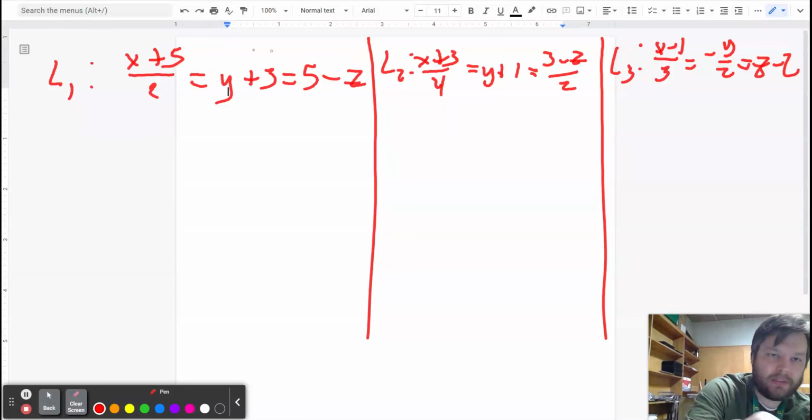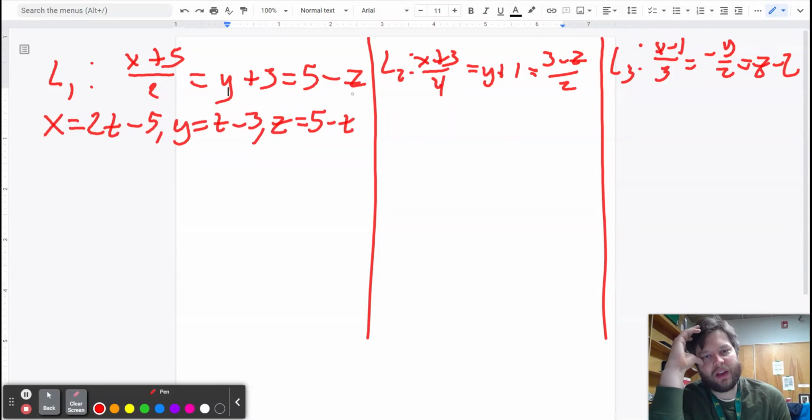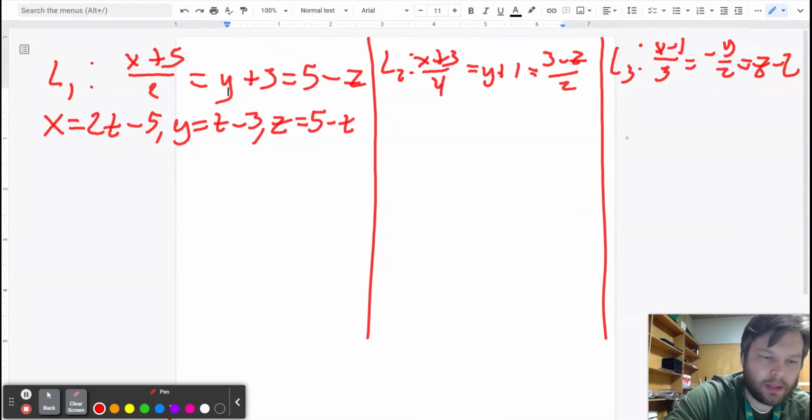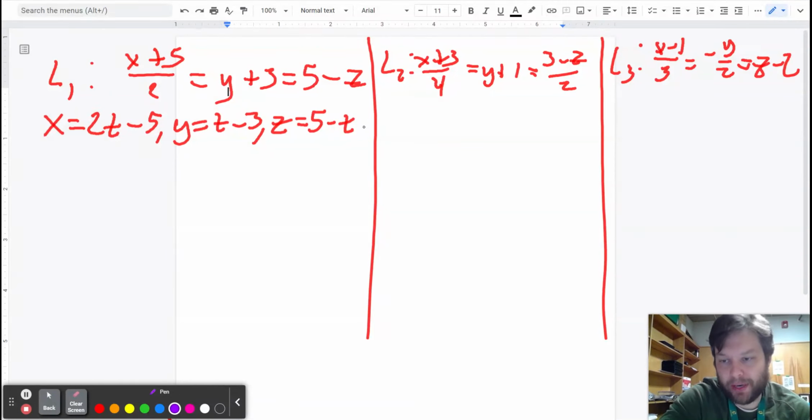So if all of these are equal to t, that means that x is equal to 2t minus 5, y is equal to t minus 3, z is equal to 5 minus t. If 5 minus z equals t, then you can add z and subtract t. The second line, we're going to use a different parameter. Let's just use lambda, like I said.